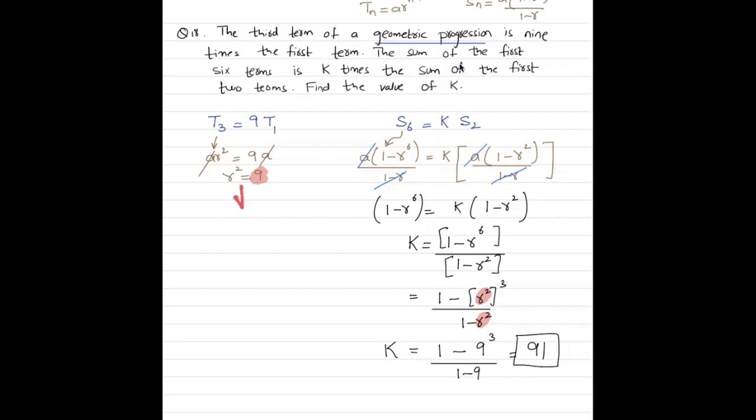But let's say if you would be solving, you could have taken plus minus 3. And when you plug R in as either plus 3 or minus 3, it is going to give you the same result. So there is going to be only a single value of K instead of 2, and that is 91.